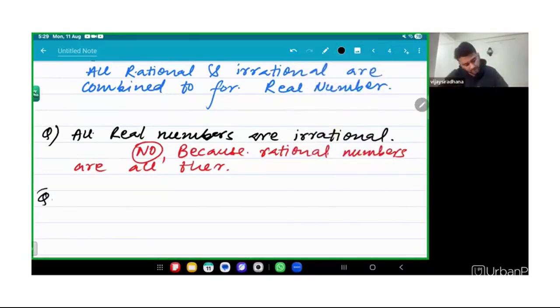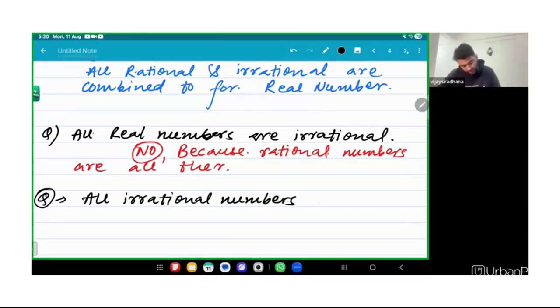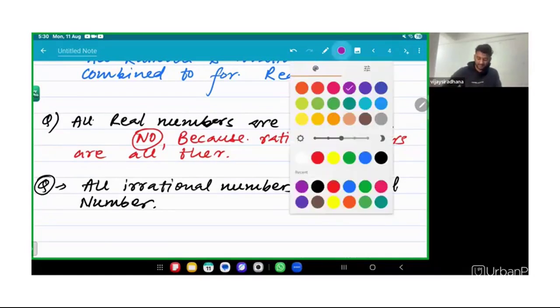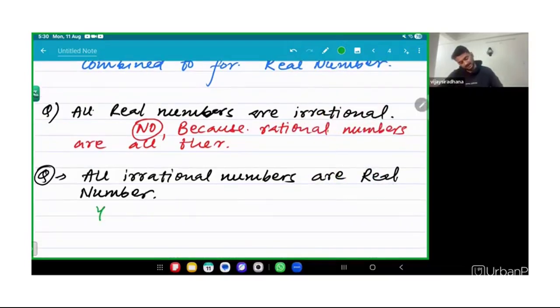And the question can be vice versa also. The question can be in this form also: all irrational numbers are real numbers? Then what do you think the answer will be? The answer will be yes, they are. Because all irrational numbers are real numbers, isn't it?